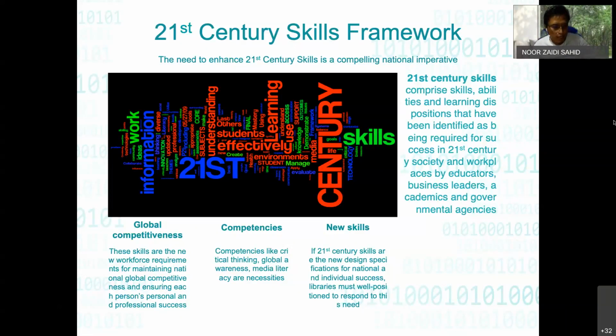These skills are the new workforce requirement for maintaining national global competitiveness and ensuring each person's personal and professional success. Okay, now ask yourself, what is your global competitiveness skill now? Any? Can I help? Do you understand or not?